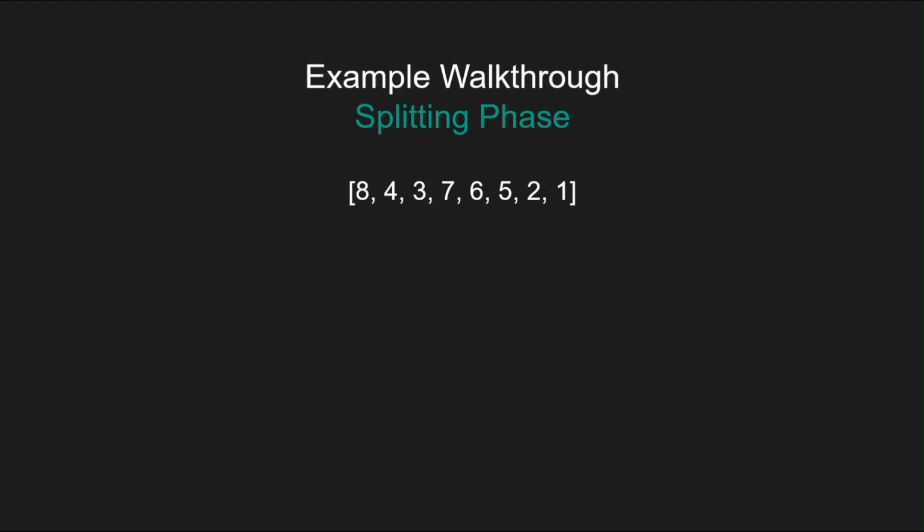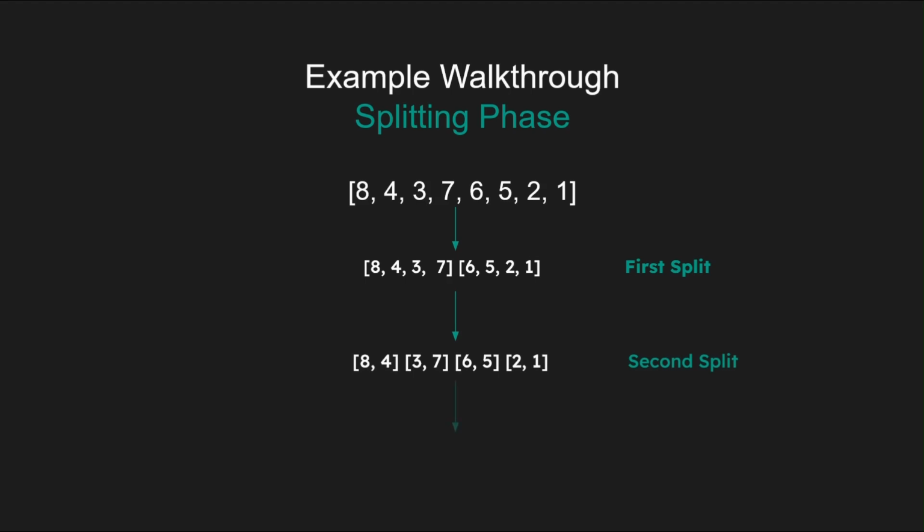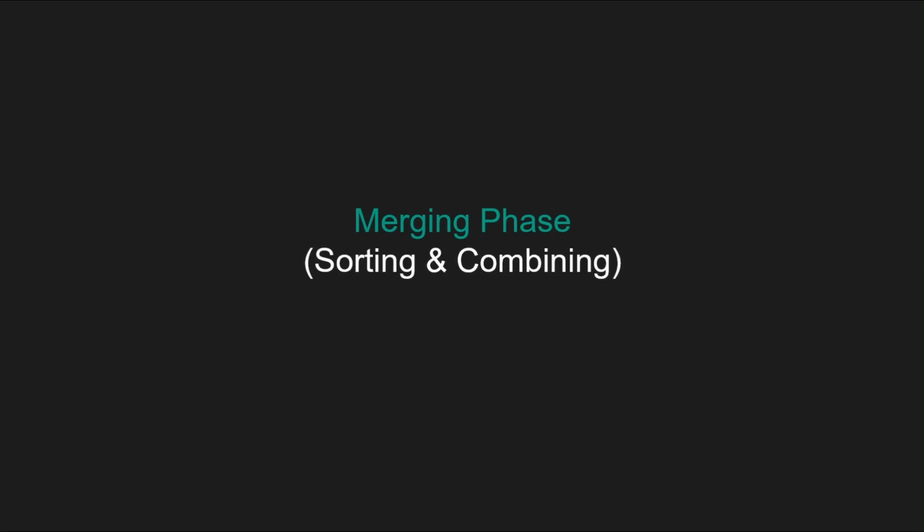We keep splitting each half until we are left with single element subarray. These individual elements are considered sorted because a single element is always in order by itself. Now begin the merging phase.